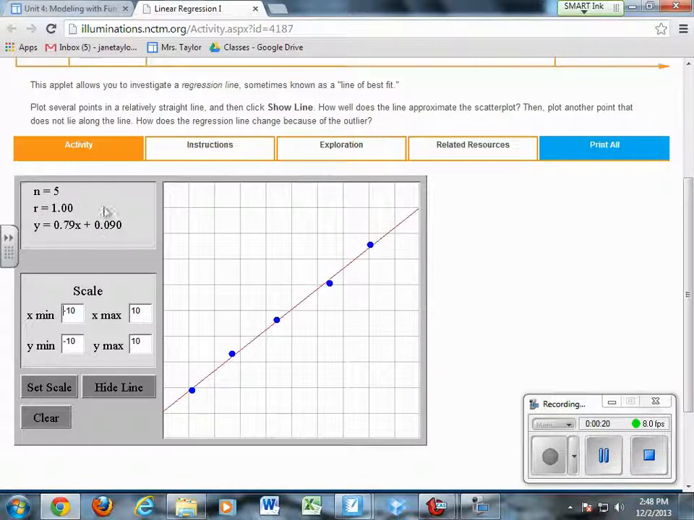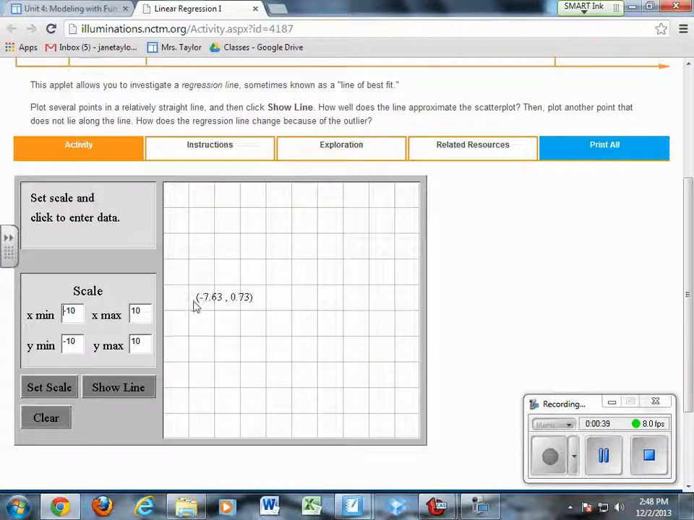Notice right here my R value is 1. That means basically every point's right on the line. If I made the line less steep, but still all the points were in a row, notice it's still really close to 1. Let me see if I can actually make it perfect correlation. We'll see if I can do it. Yep, there's a perfect correlation of 1. Notice, regardless of the slope, if it's a perfect line, the R is 1.